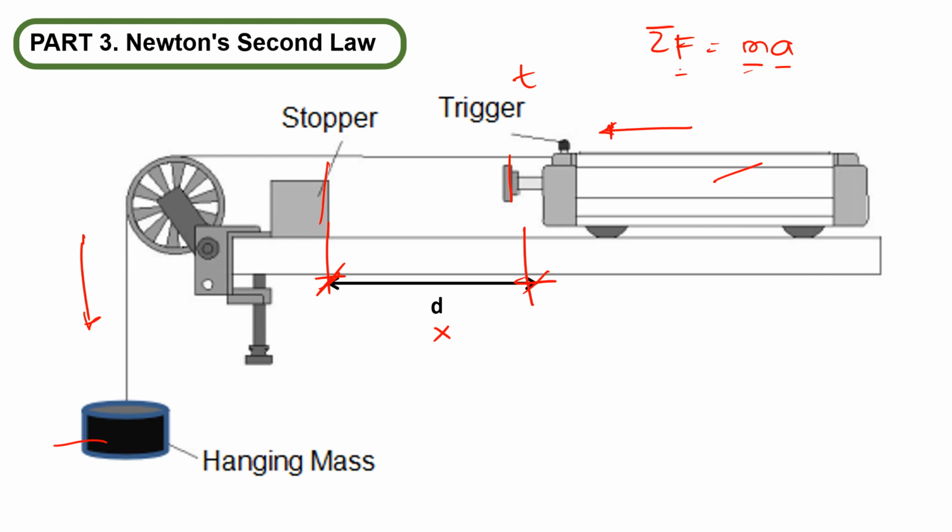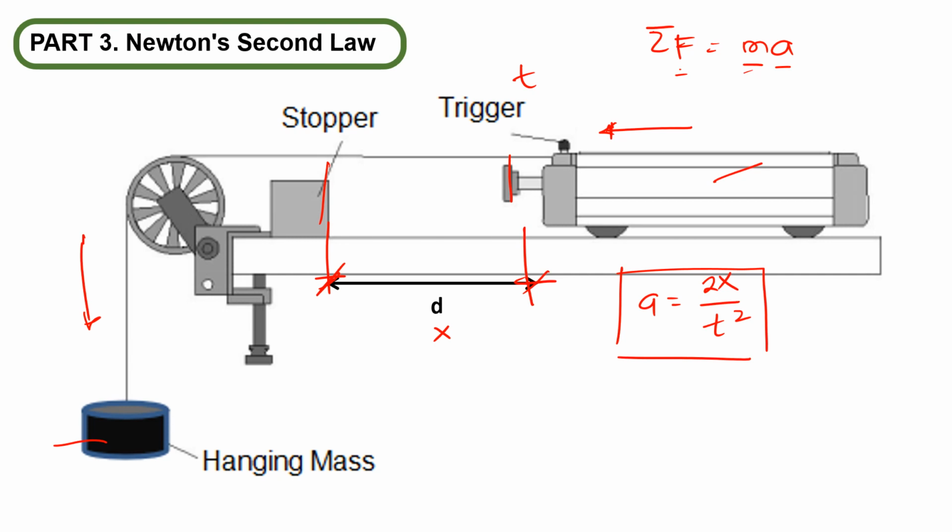Based on the formula for motion, acceleration is equal to 2 multiplied by x divided by t squared. This is the experimental value of the acceleration of the cart. Now, how can we compute the theoretical value, or the accepted value, of the acceleration of the cart?